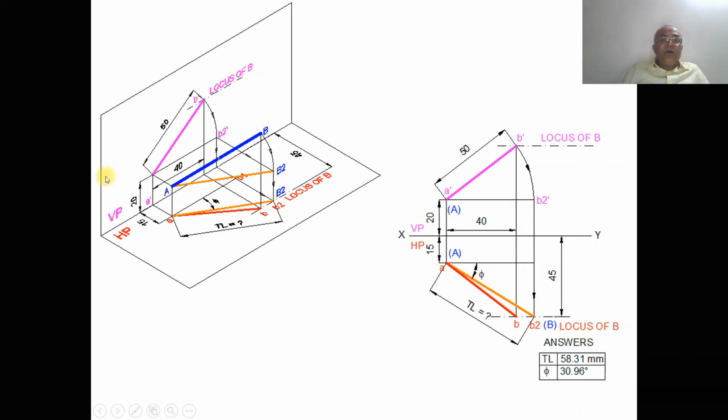To find the true length in the horizontal plane, with A as center, taking the radius of capital AB, you rotate it such that both A and capital B2 are above HP by 20 mm. Both A and B2 are parallel to HP. How do I know that? When you look from the front view, since B is projected to the locus of B, as I rotate the point B with respect to A in space, the image is also rotated.